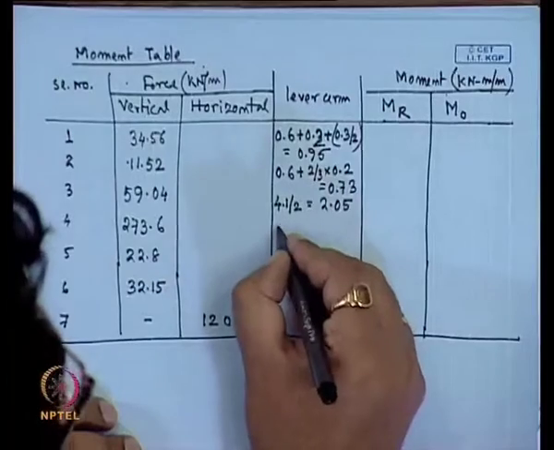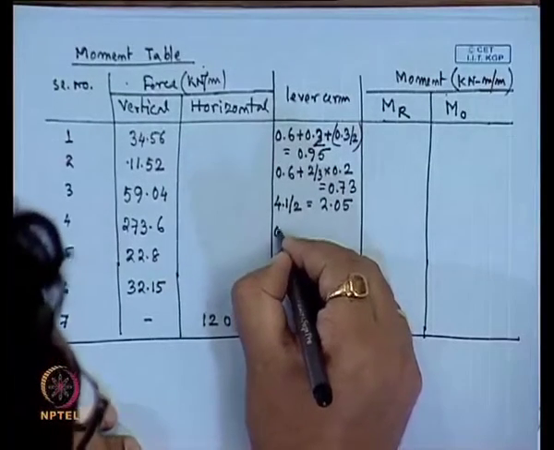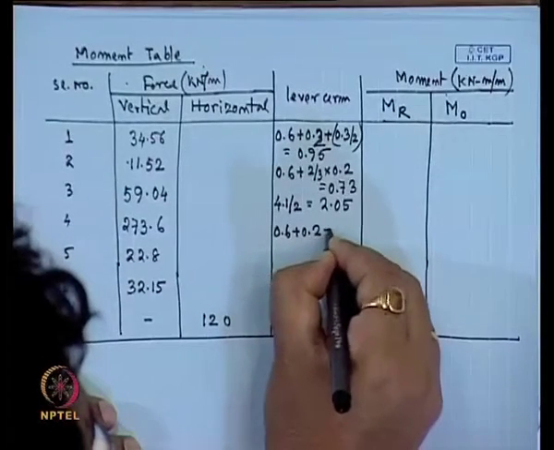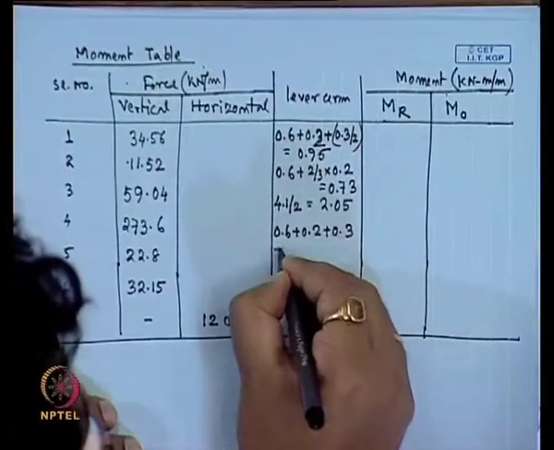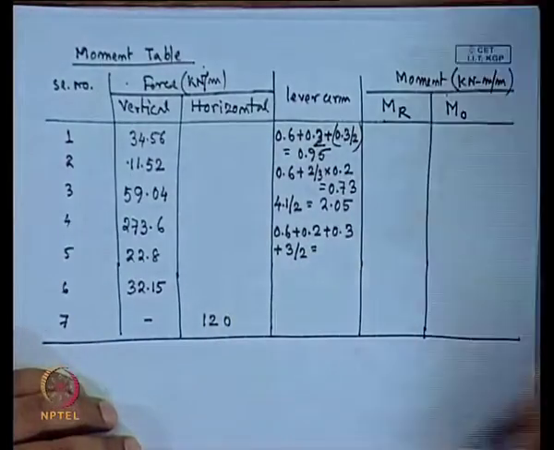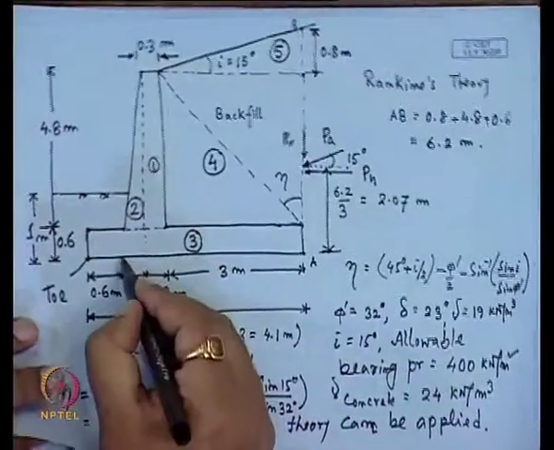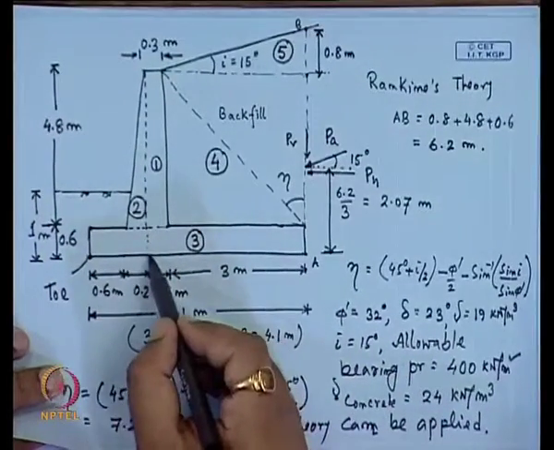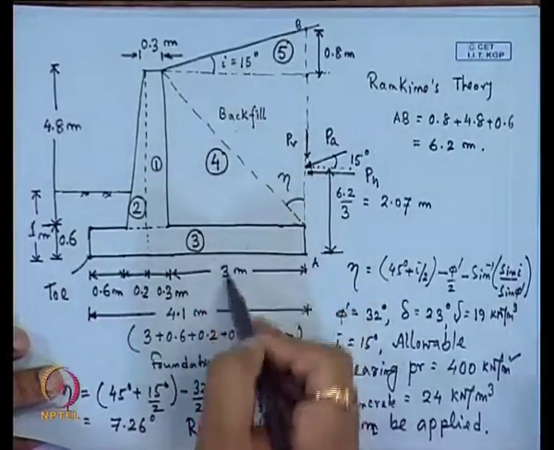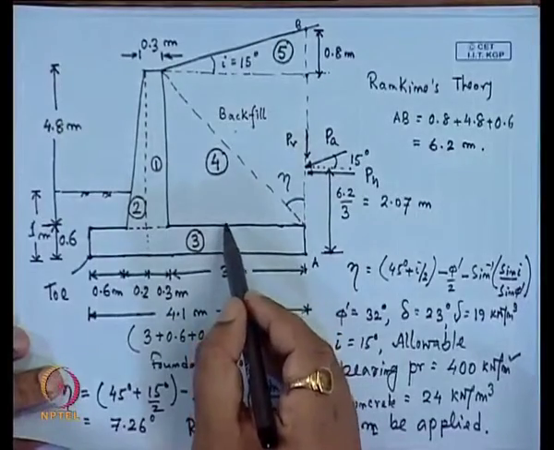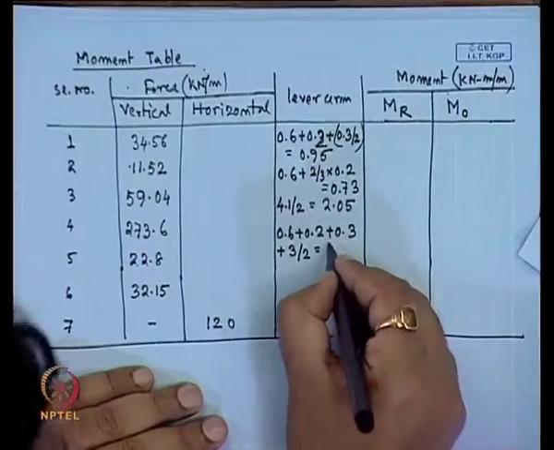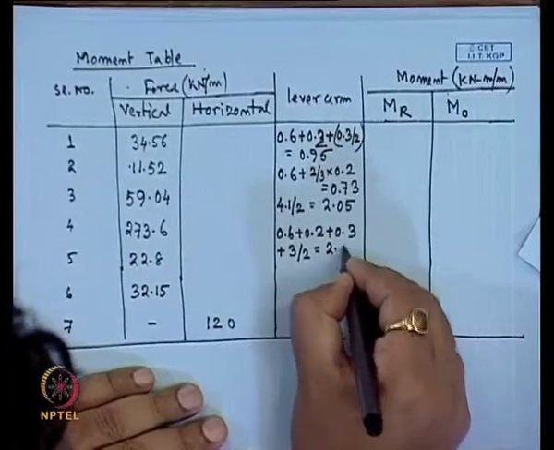Now, the lever arm for the fourth section, that is the rectangle of this backfill soil, is 0.6 plus 0.2 plus 0.3 plus 3 divided by 2, since it will act at the center of this 3. So this lever arm is 2.6.